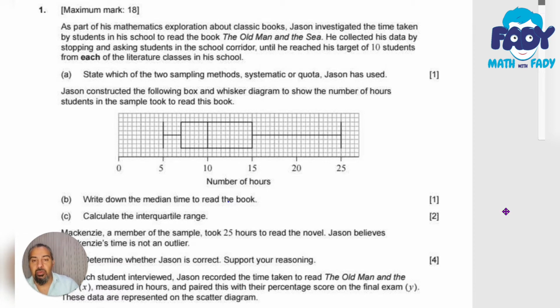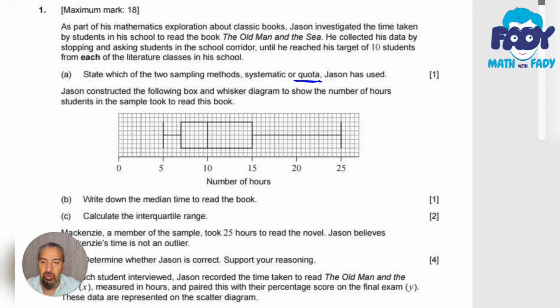So this will be quota sampling, because this is the meaning of quota: he specifically asked exactly 10 students from each class. It is not a random sample. He didn't ask any random student at school, or even create a systematic method. He took a portion of classes, 10 students from each class. So this is what quota means.